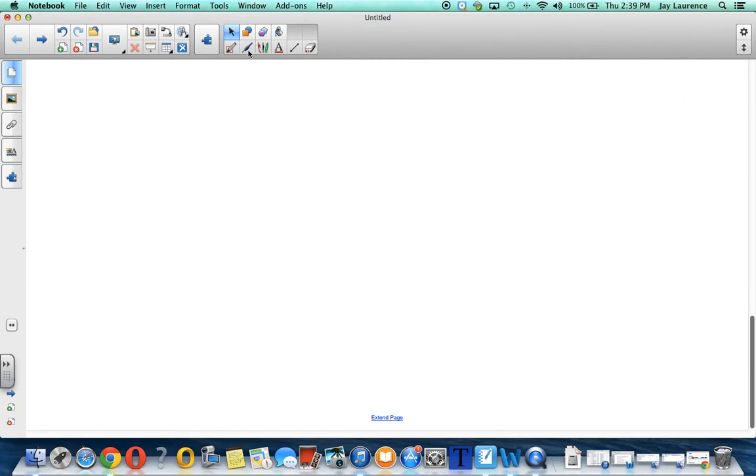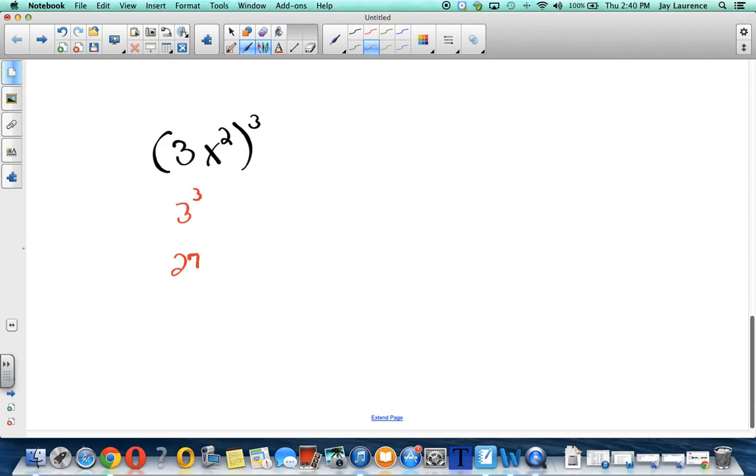So let's do a simple one here and see if we can try that out. Let's go with 3x squared, and we're going to raise that to the third power. Well, we're going to need a 3 cubed, which is going to be 27, and then we're going to need an x squared. We're going to need 3 of them. Well, 2 times 3 is 6, so 27x to the 6th. So I multiplied 2 times 3, and I got 6. See how that worked?